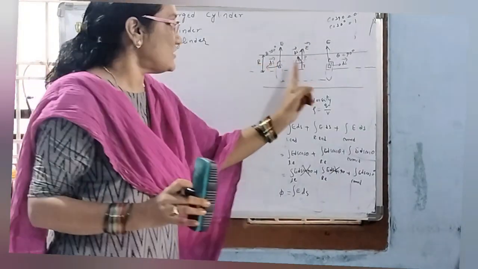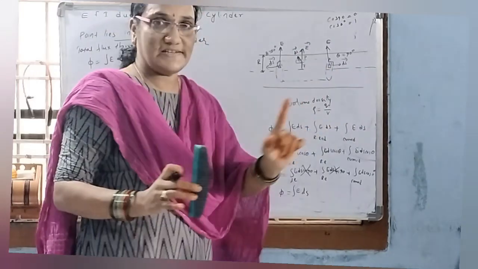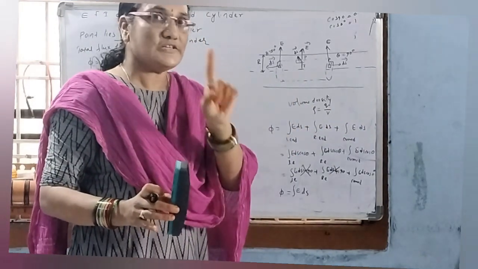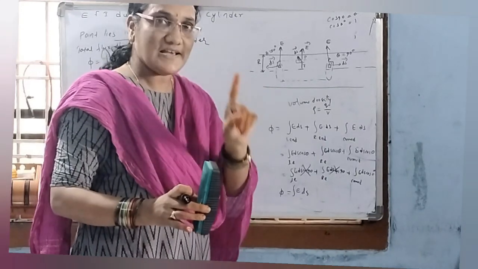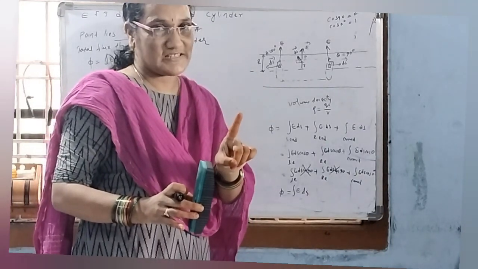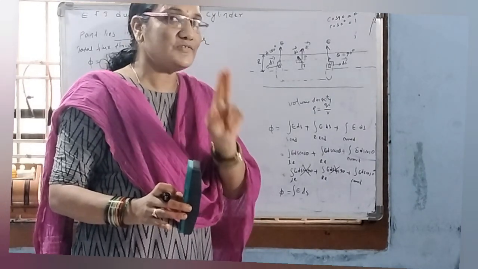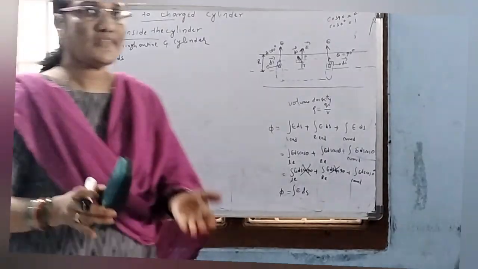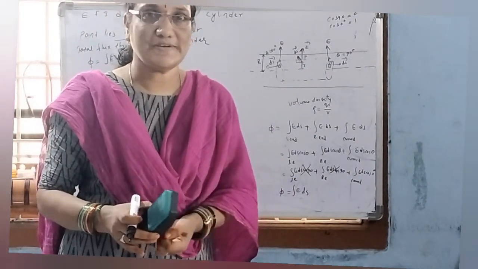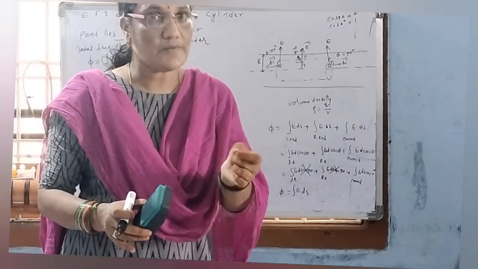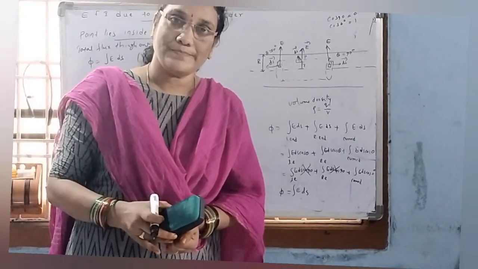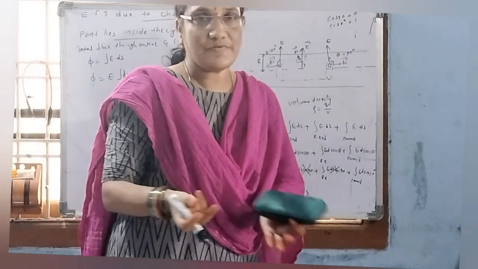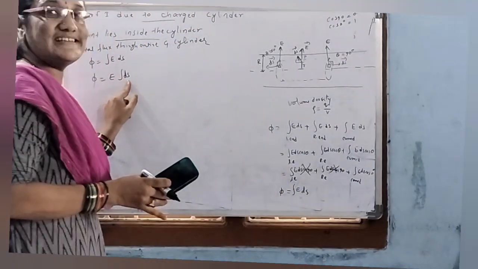So in such a way we will write the flux. We will consider the curved surface and flat surfaces, that is the left and right end, circular or flat surfaces of the cylinder. But in case of these circular surfaces, theta equals 90, so flux is 0. But in case of the curved surface, dS and E are in the same direction, so theta is equal to 0 degrees. So the electric flux is only due to the curved surface, and we wrote here phi is equal to integral E dS, right? So now here, according to the charge distribution symmetry, as charge is distributed uniformly throughout the cylinder, the electric field remains the same, right? So what we will write? E integral dS. E is constant, so we take it outside the integral.